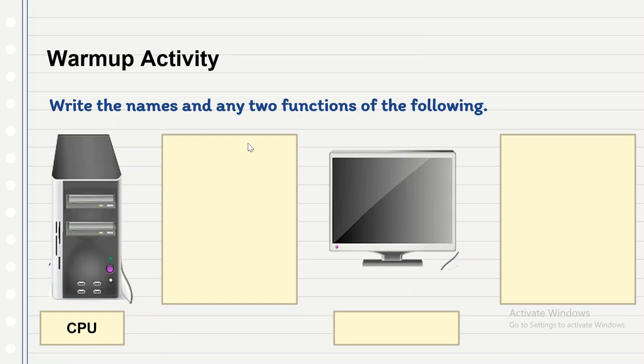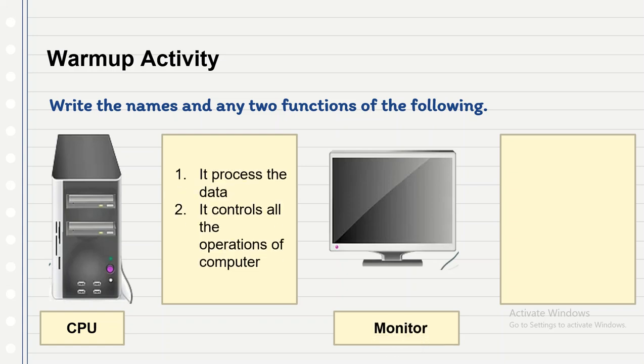What are the functions of the CPU? Number one, it processes the data and it controls all the operations of the computer. The second device is monitor, and what are its functions? It displays video and pictures, and it also displays the documents.